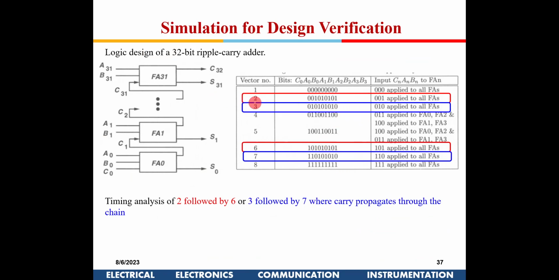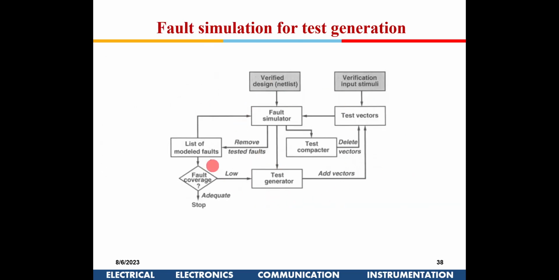So just think about it: why are these two test vectors and these two test vectors good enough for me to check the delay of this circuit? I'll give you the full explanation in the next class, but you just think over it. So this we are going to learn, and this is how the final thing works. You have verified this thing, then you have this formal verification. This aspect we are going to learn in the next class.